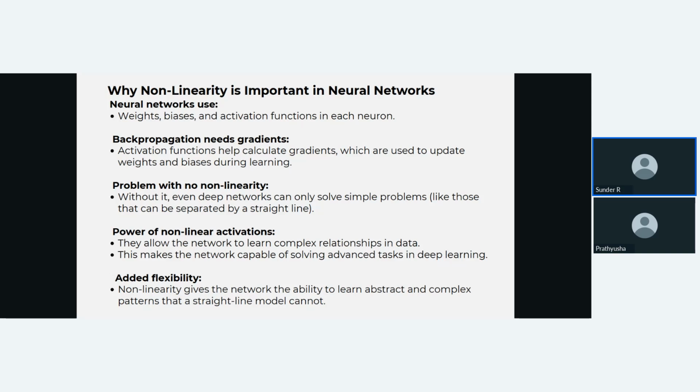Is it clear? Next, the problem with non-linearity. Without deep neural networks, we will not be able to analyze a particular pixel image because there will be so many patterns and so many pixels. Next, the power of nonlinear activations. There are so many nonlinear activation functions. We have sigmoid, softmax, and many others. So why do we have to have that?